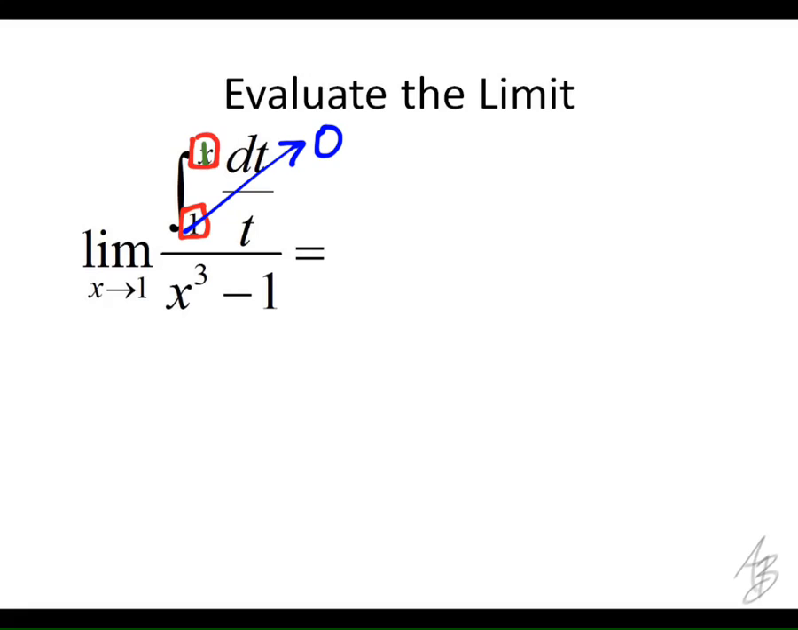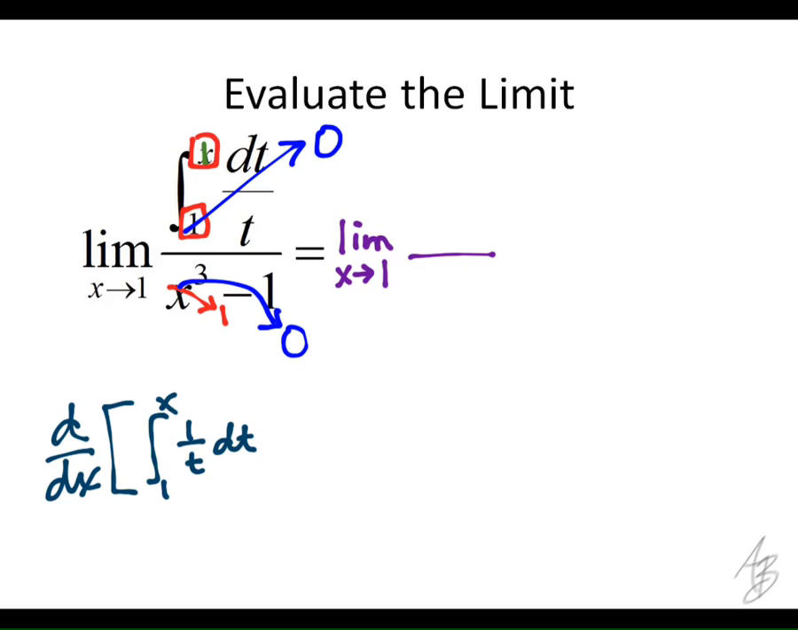And on the bottom, we would have 1 cubed minus 1, which is 0, right? So we get 0 over 0. That means that we can use L'Hopital's rule, and we can take the derivative of the top and the derivative of the bottom. What is the derivative of the integral from 1 to x of dt over t? So we want to evaluate that derivative. That's going to be the top.